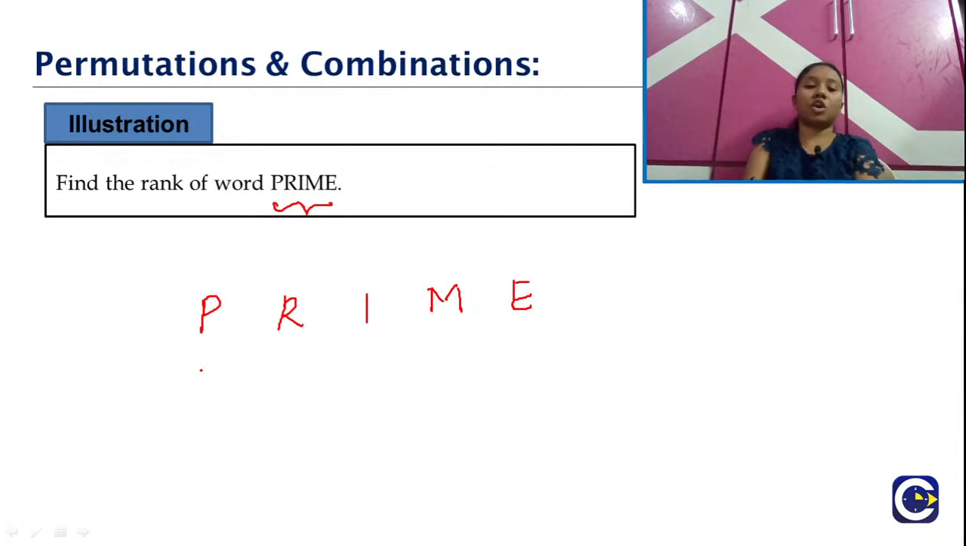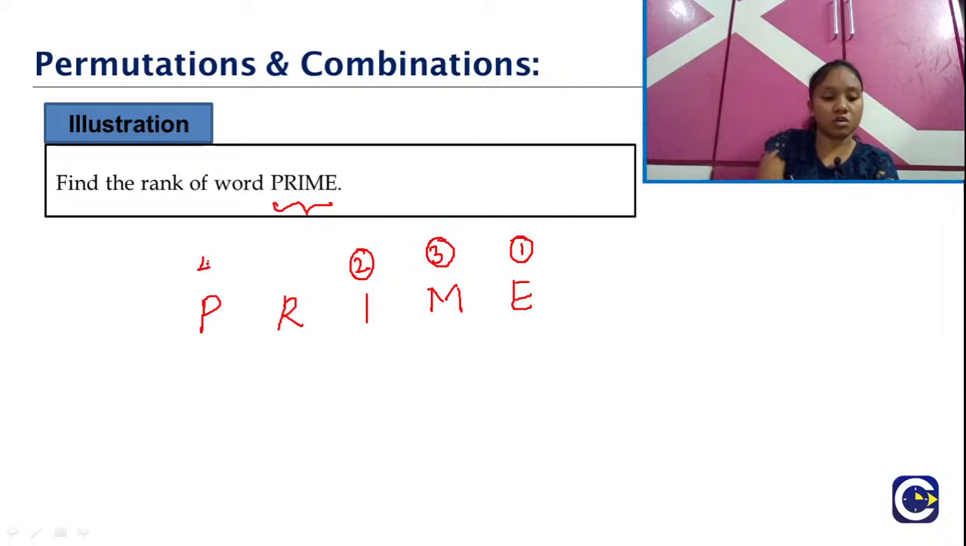So the first step in order to find the rank is to write the alphabetical order. Right, so let's give the numbers to these letters according to the alphabetical order. So 1, 2, 3, 4, and then R will be the last. So the numbers we have already given according to their alphabetical order. So P will be 4, R will be 5, I will be 2, M will be 3, and E is 1.